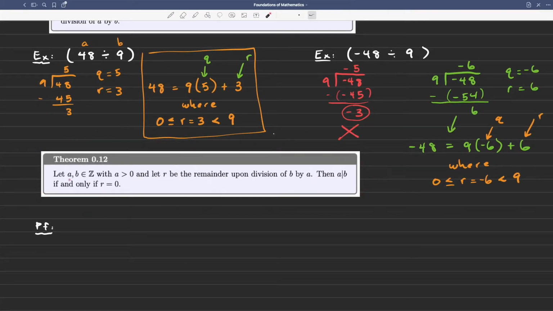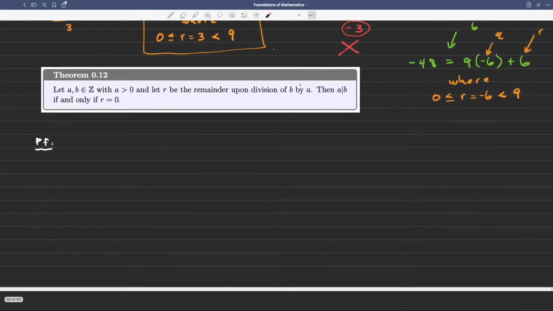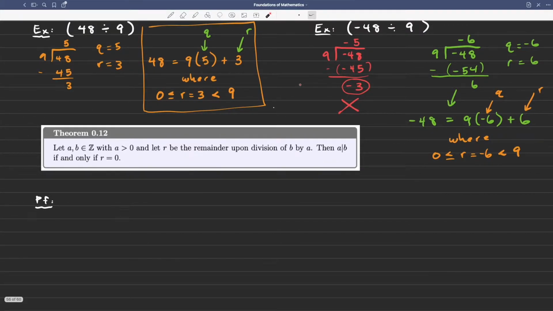So the setup is that we have two integers, and we're going to suppose that the number a is greater than 0 because that's the number that we're going to be dividing by. And we're going to let r be the remainder upon division of b by a. So the theorem says a divides b if and only if r equals 0. So even though we haven't talked about how to do proof methods a lot here, I wanted to give you a quick little proof of this.